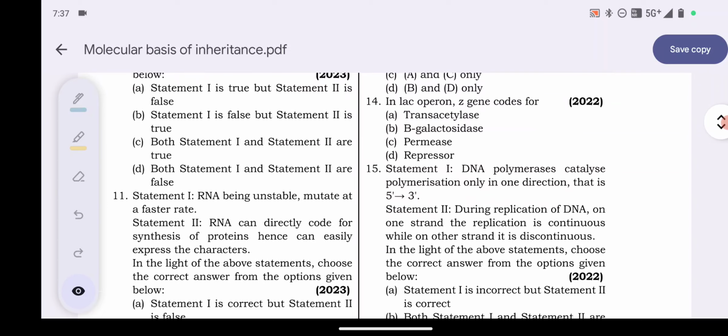Question number 14. In lac operon, Z gene codes for. What does Z code for? We just solved it. Z gene codes for beta galactosidase. Option number B. Okay, Z gene codes for beta galactosidase, and transacetylase is coded by gene A, permease coded by gene Y and repressor protein coded by gene I. Okay, so Z gene codes for beta galactosidase.